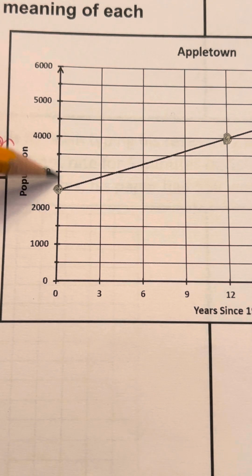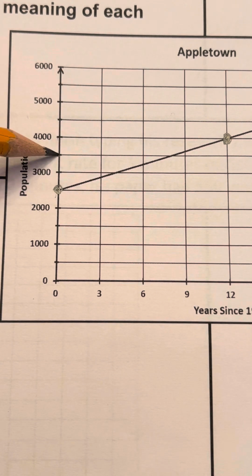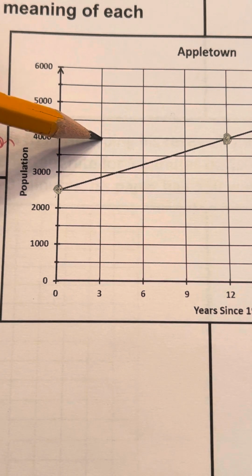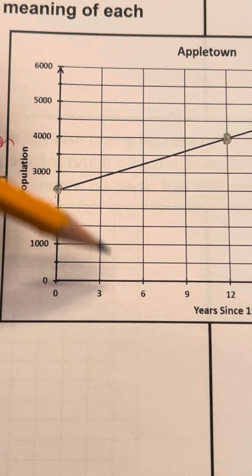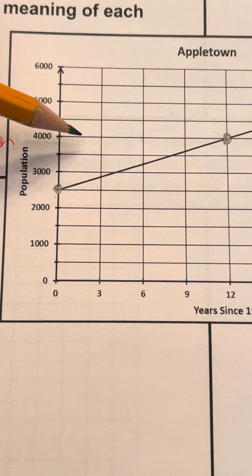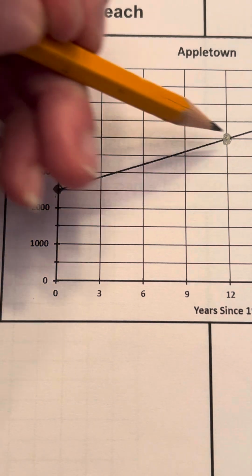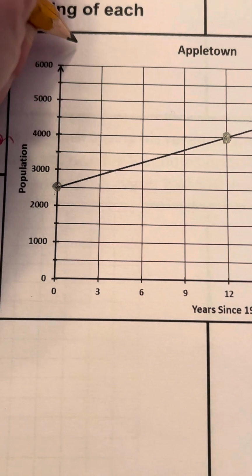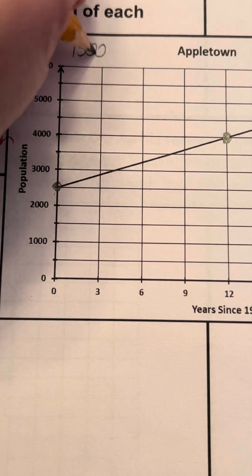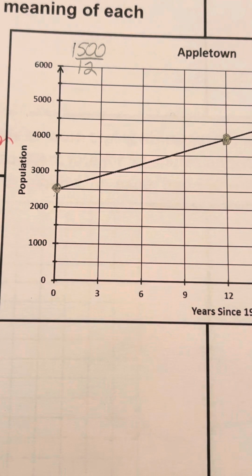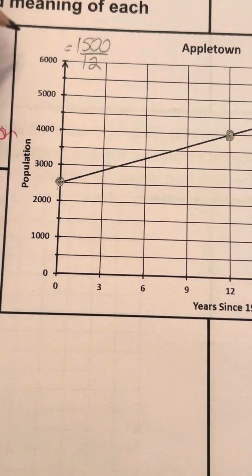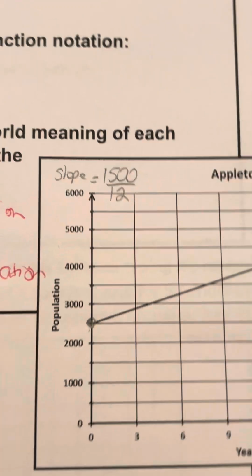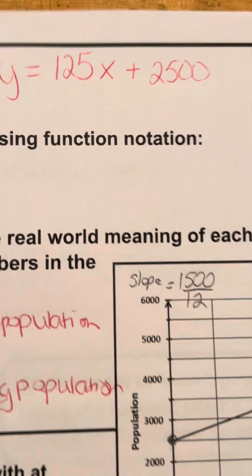So this is 1,000 right here. So this is 500, 1,000. This is 1,500. And then we're going over this line, which is worth 3. This is 6, this is 9, that's 12. So we have a slope of 1,500 over 12. And then if I reduce that down, I end up getting an answer of 125. So my slope is 125.